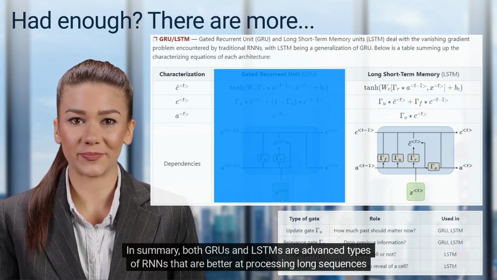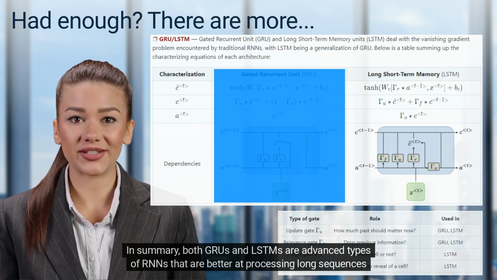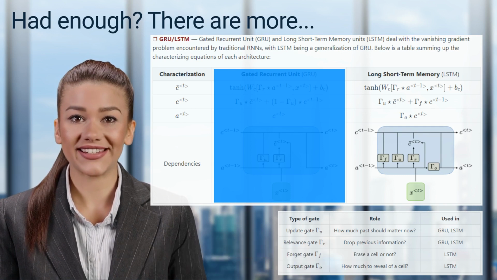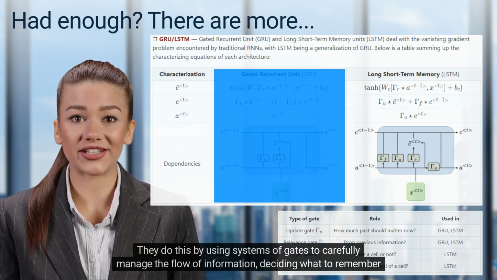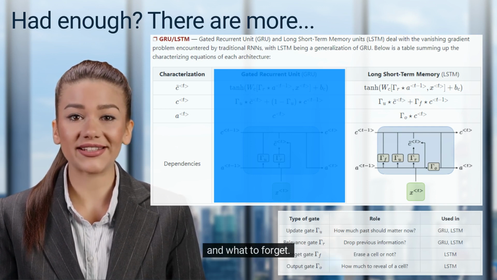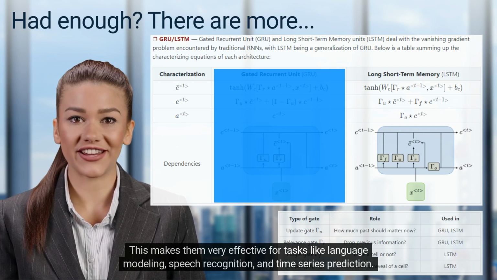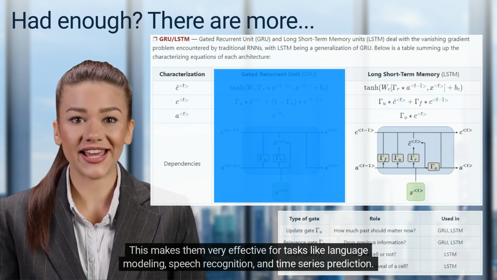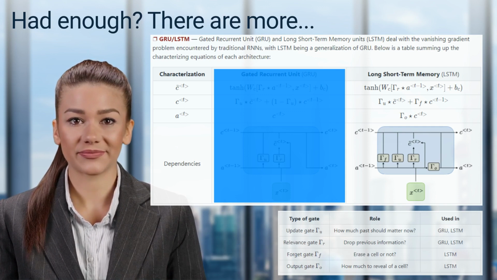In summary, both GRUs and LSTMs are advanced types of RNNs that are better at processing long sequences of data. They do this by using systems of gates to carefully manage the flow of information, deciding what to remember and what to forget. This makes them very effective for tasks like language modeling, speech recognition, and time series prediction.